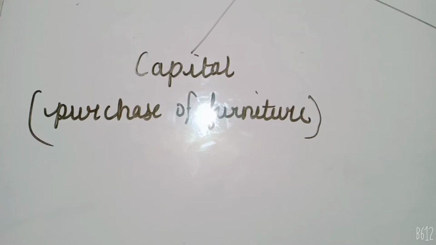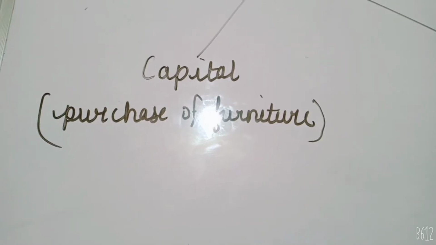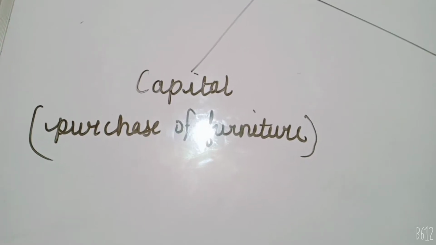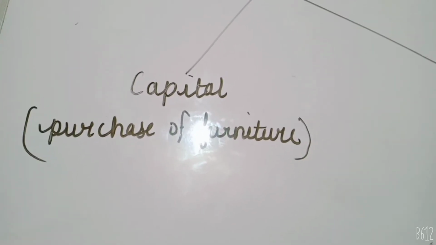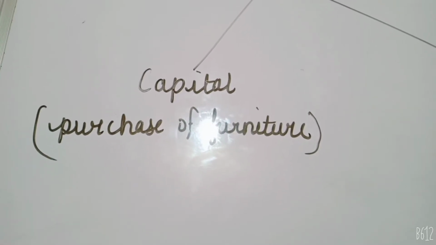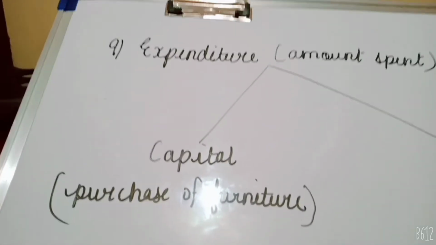Now, for example, purchase of furniture. So the furniture, if it is purchased, will benefit the business for a long period of time. So it will be considered as a capital expenditure.